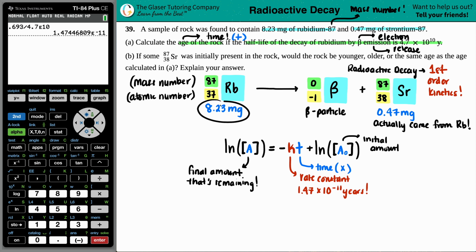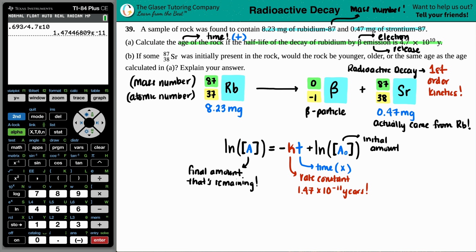Now let's go back to these milligrams. Now they did tell me that I had 8.23 milligrams, right? They found a random sample of this rock, and at that point in time, it had 8.23 milligrams of the rubidium. Now we have to find out, is that 8.23 going in the final amount, or was that the initial amount? Did you say final? If you did, you're absolutely correct. This is literally how much is in the rock at this present moment. This was not the starting amount.